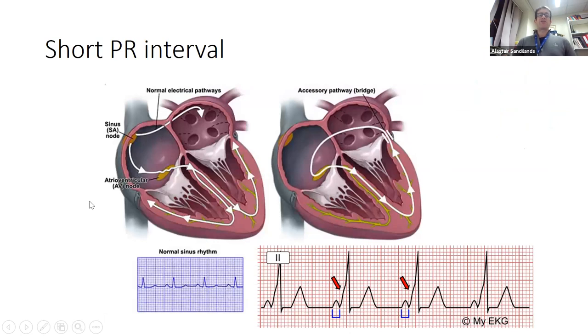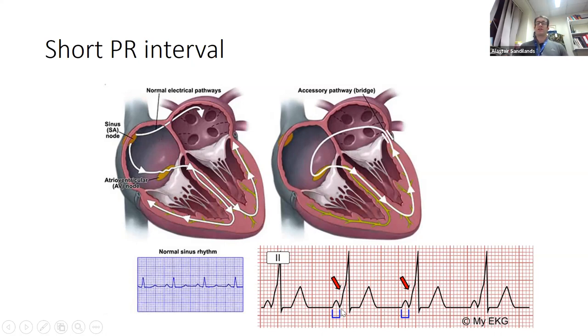So what about when the PR interval is short? What does that mean? When we've got a normal sinus rhythm, the PR interval here is around 160. So there's four squares there, 160 milliseconds. This is normal. When we look at the PR interval here, it's very short indeed. It's just over 80 milliseconds there. And then you can see this upstroke of the QRS. The QRS starts very early and this arrow is pointing to something called the delta wave.